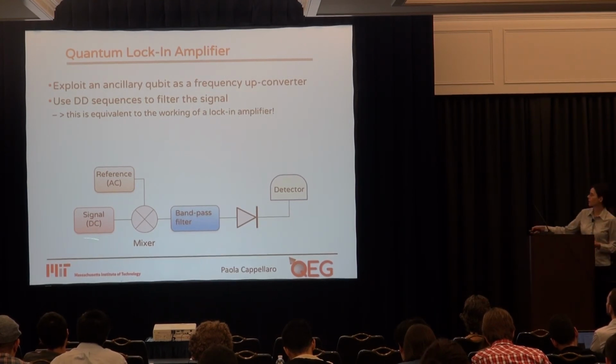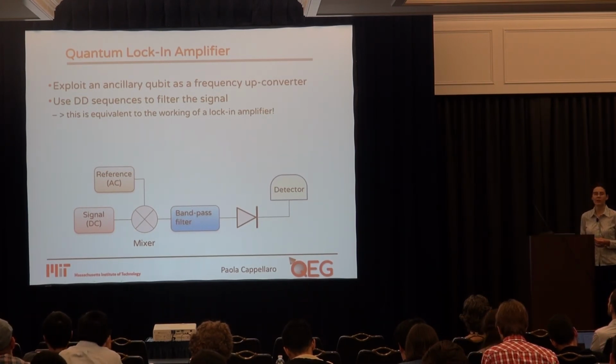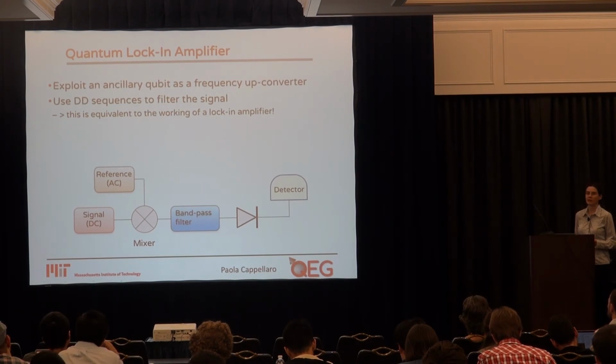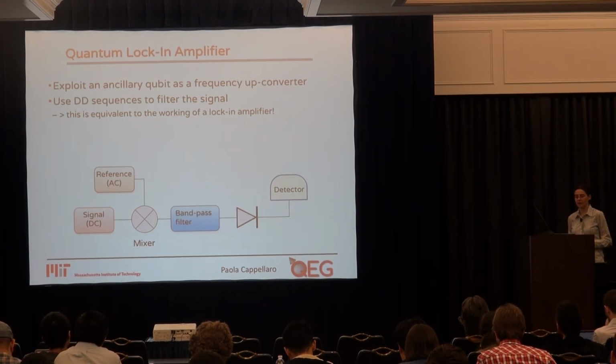So the idea is that we have the signal, a DC signal, and we mix it with some reference signal, which is AC. We then apply some bandpass filter, which is centered around this reference frequency, so that only the signal which is mixed with this reference field passes through and is then detected, but everything else is canceled out. So whatever is not mixed up with the reference signal is canceled out.